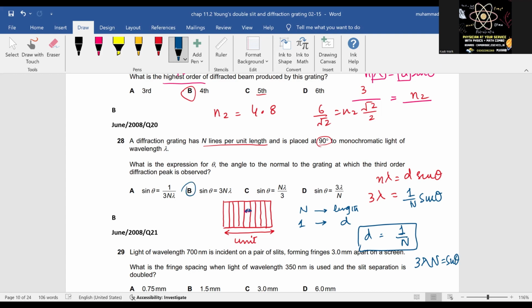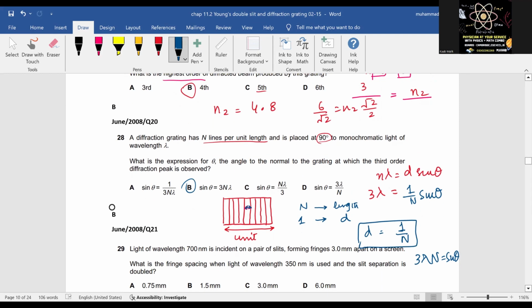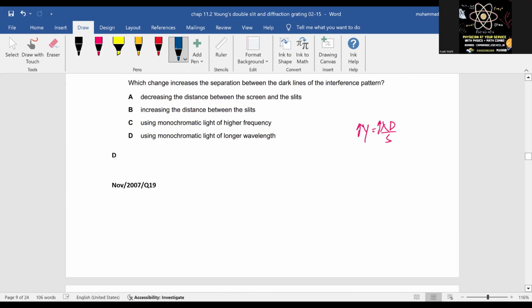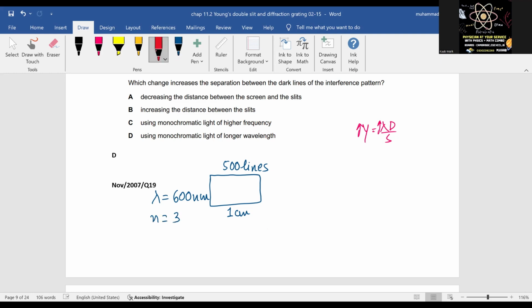Did you not understand? Okay, look. So if you have a unit length of, let's say, 1 centimeter, and I'm saying we have 500 lines in it, and I'm using the wavelength of the light as 600 nanometers, that forms the third order maxima, n equals 3. Now you use the formula n lambda equals d sine theta.